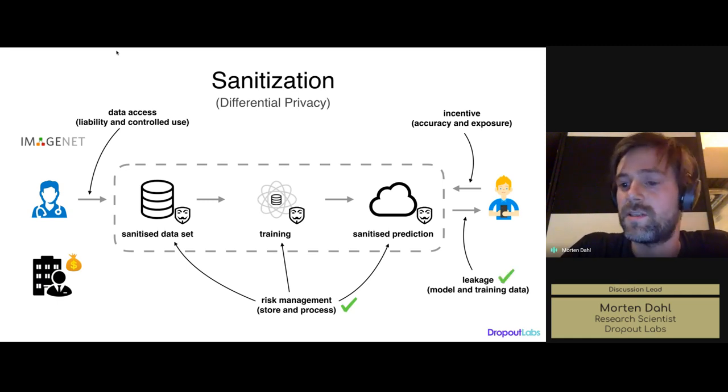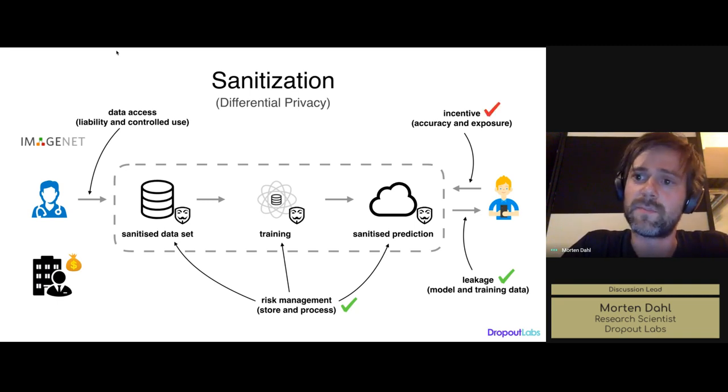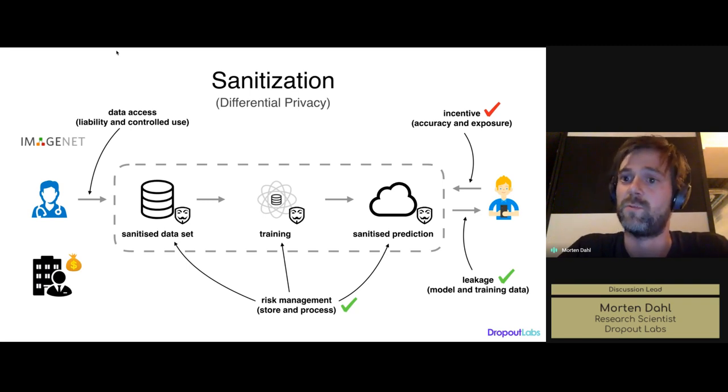We can also use this technology to limit the leakage through the model and through the training data that's coming back through the predictions. However, it's not clear how to incentivize users to use this. The problem is that if you try to sanitize a single input, you might add a lot of noise to it, to the point where the accuracy, so the utility of the model, goes down significantly. And in some cases, it's not even clear how you would use differential privacy in this setting.